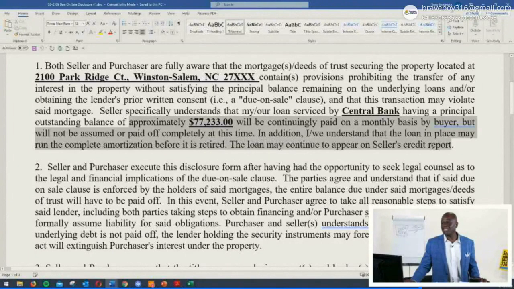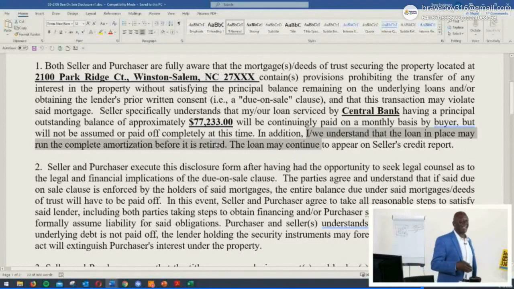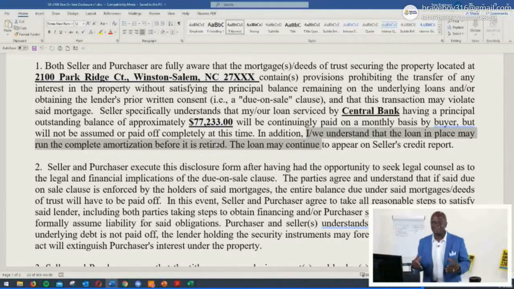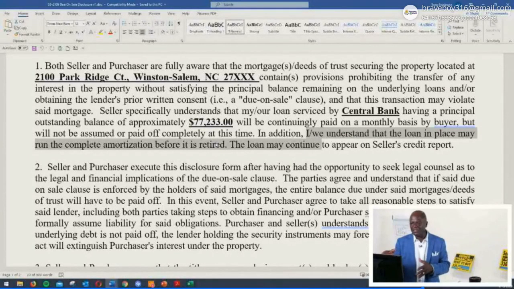All right, you're responsible for the payoff, making the payment. You're not assuming the loan. And the bottom part says that we understand the amortization may run until it's retired. That means, guys, that if you're buying that property, if it's a 30-year mortgage and it's year 5, you've got 25 years according to this. You told them up front we could go the whole 25 years.